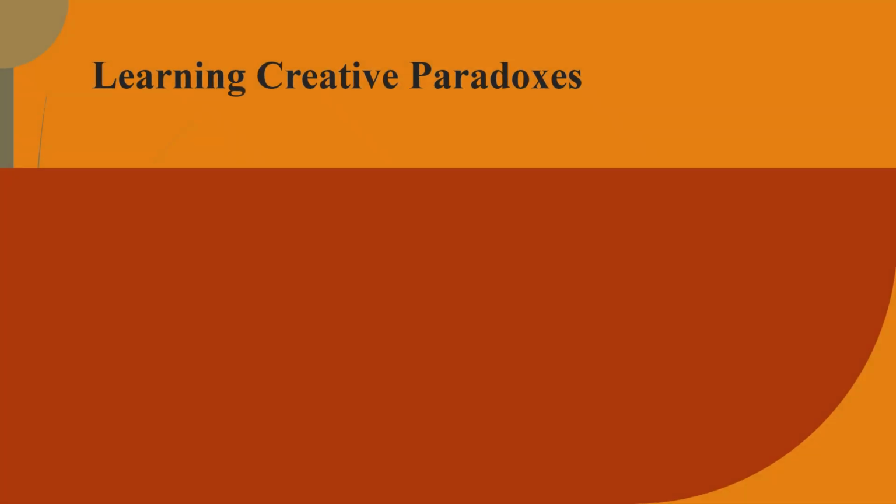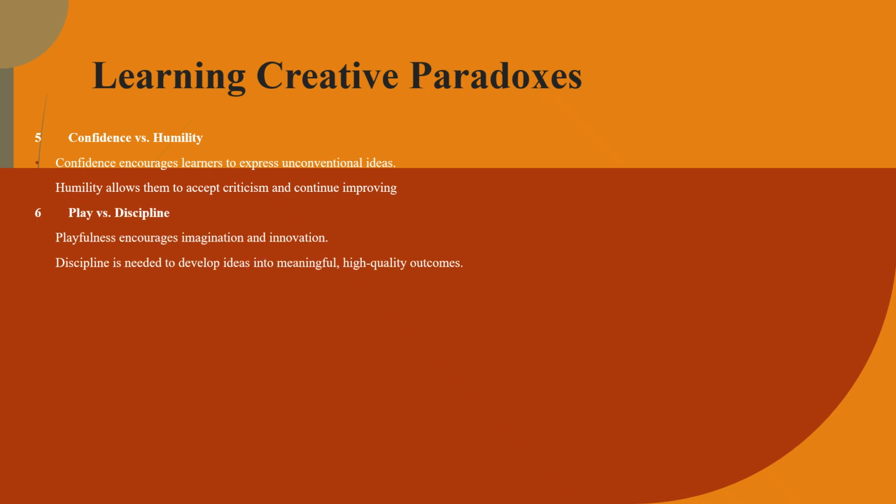We carry on with the creative paradoxes. Number 5, confidence versus humility. Confidence encourages learners to express unconventional ideas, while humility allows them to accept criticism and continue improving. Number 6, play versus discipline. Playfulness encourages imagination and innovation. However, discipline is needed to develop ideas into meaningful, high-quality outcomes.